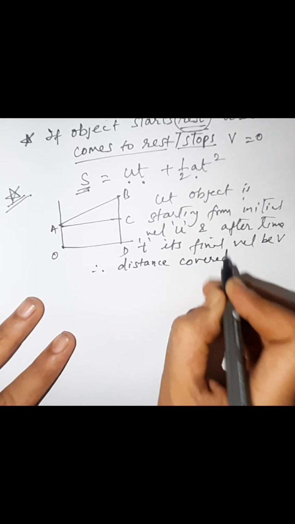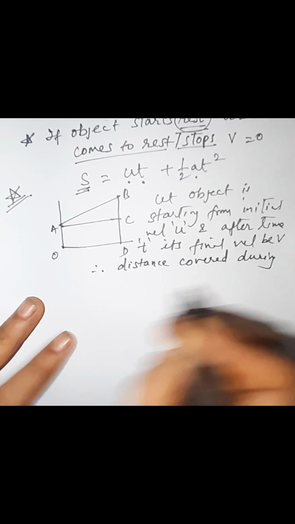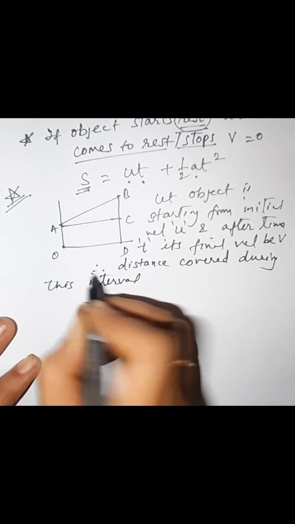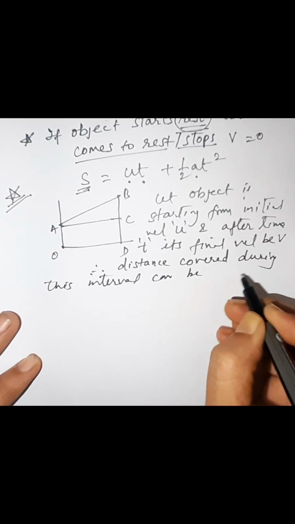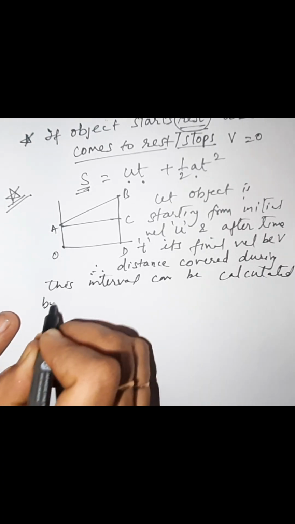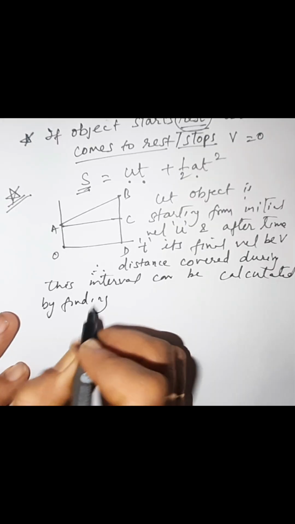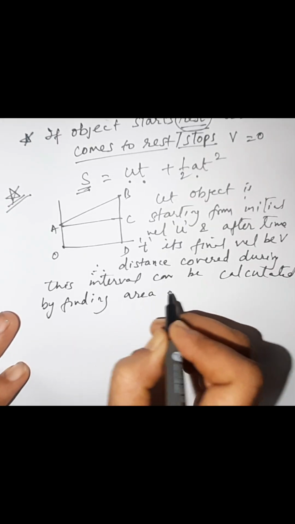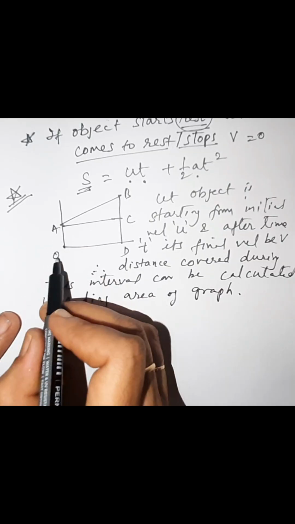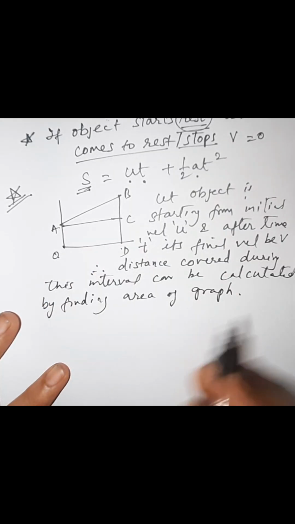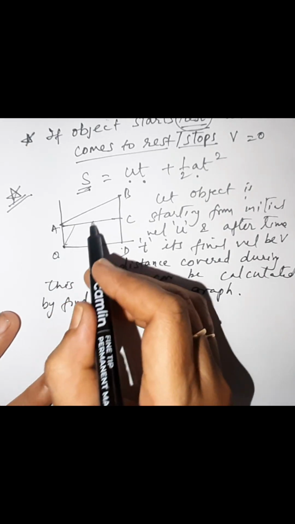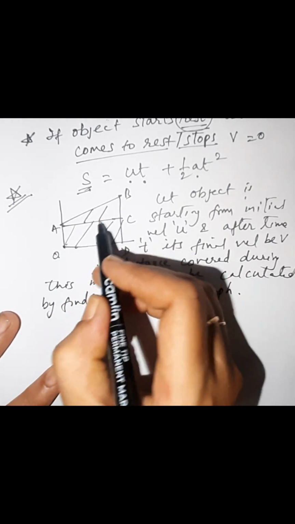during this interval can be calculated by finding the area of the graph. So here the graph is representing AODB. When we find this area, this whole area will represent the distance covered.